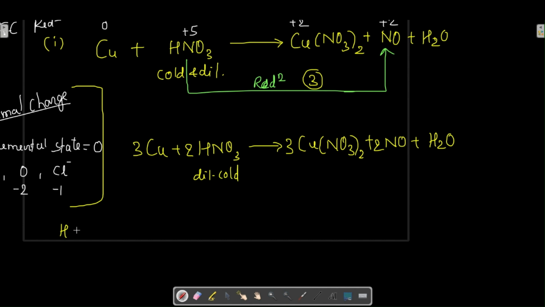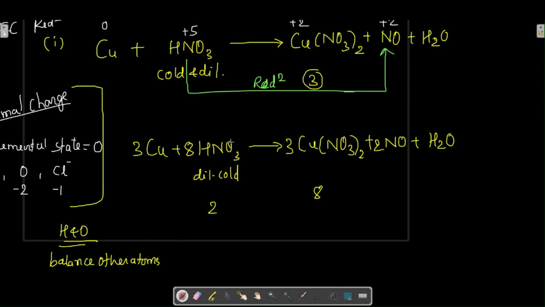Next step. Now, apart from hydrogen and oxygen, balance all other atoms. Nitrogen check, 2 here. Copper 3 and 3 balanced. Nitrogen here 2, here 2 into 3 is 6 plus 2 is 8. How do you make it 8? Just change it here. Make it 8.